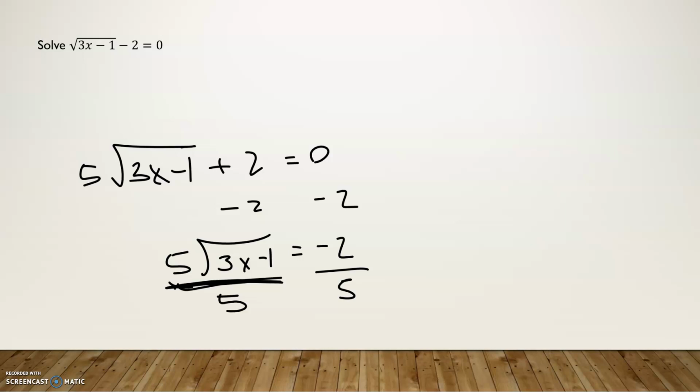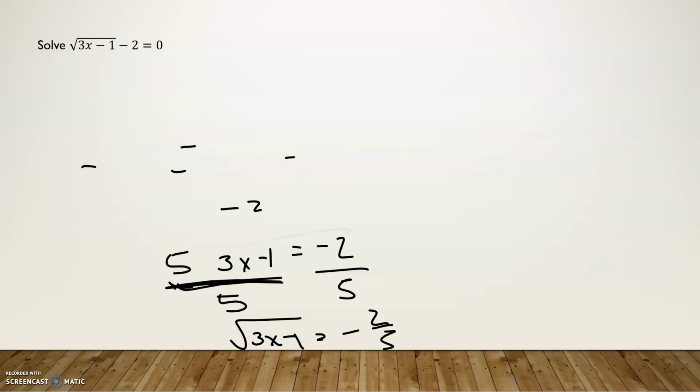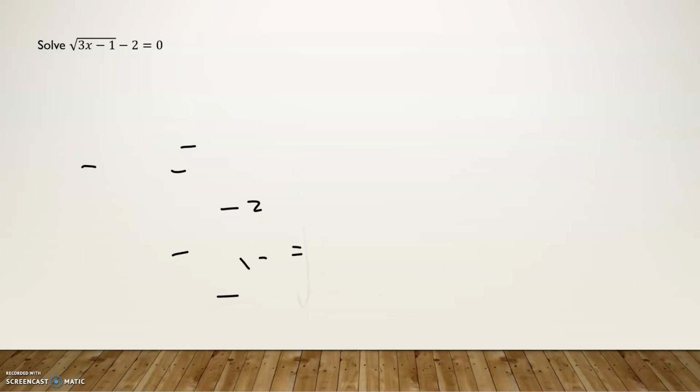So what I was saying in the last video is this 5 is connected to the square root of 3x minus 1 by multiplication. So in order to get rid of it, what we would do is divide it. So then we would have 3x minus 1 is equal to negative 2 over 5, and we would go from there. I didn't have an example of this, so I wanted to show you that real quick. But let's go back to the question we have here.